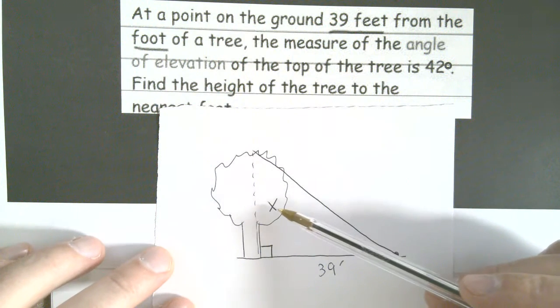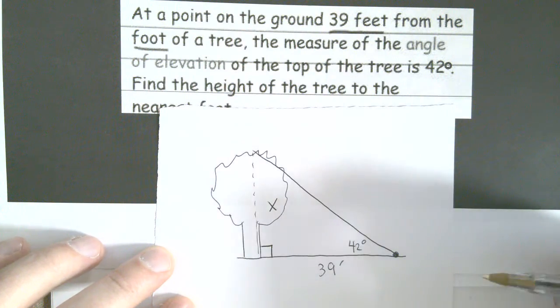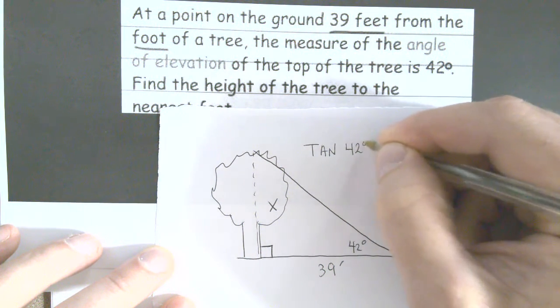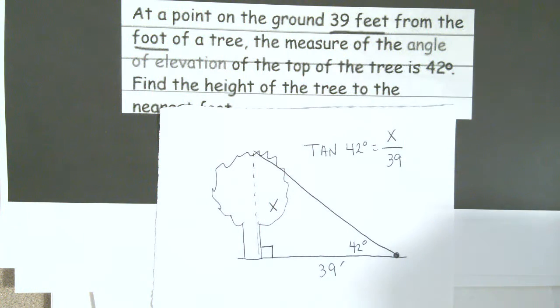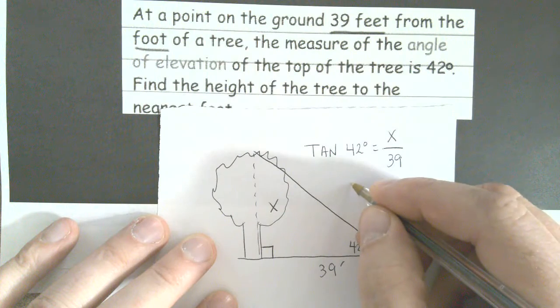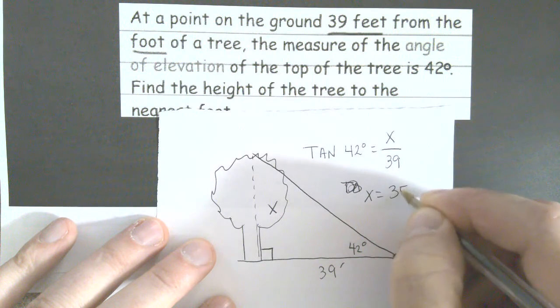You should notice that the opposite side is what we're trying to find. The adjacent side is given to us as 39. When we have opposite and adjacent, that tells us we're going to do tangent. So the tangent of 42 degrees is equal to the opposite, which is x, over the adjacent, which is 39. And really from here it becomes a calculator problem. Go ahead and take a few seconds to type that into your calculator and see what you get. Hopefully as you type it in, tangent of 42 and then multiply by 39. And we're going to the nearest foot here, so we would say that x is equal to 35 feet.